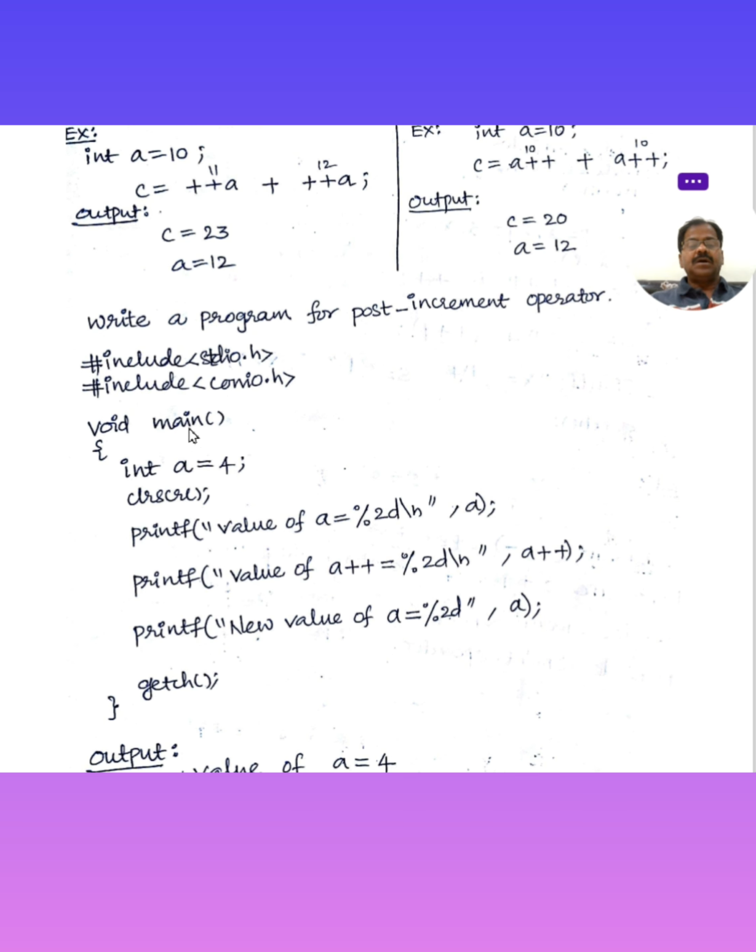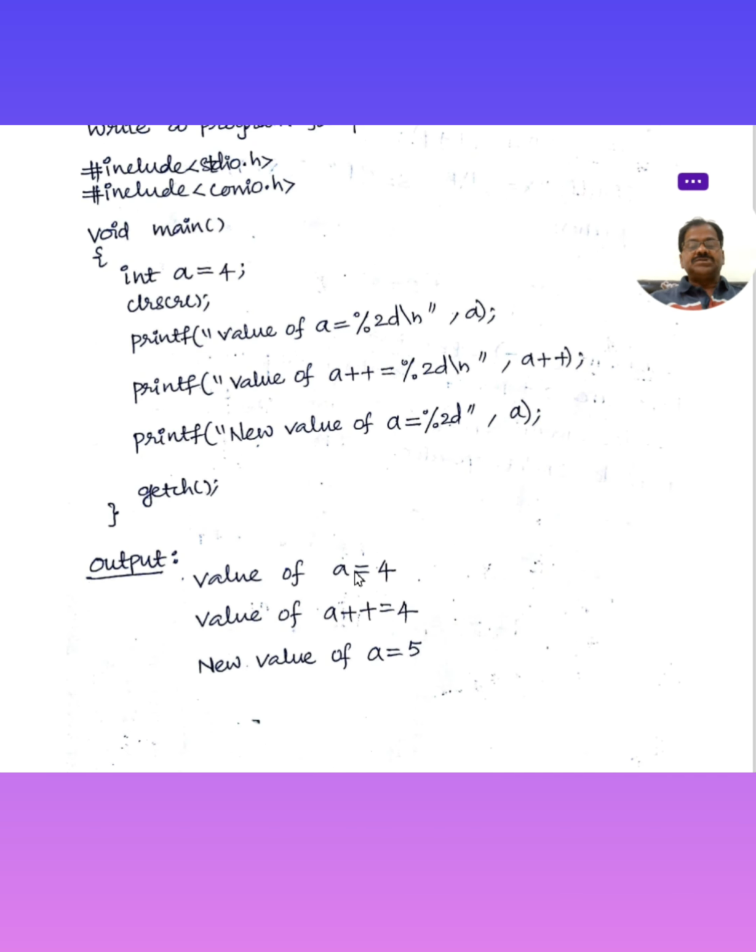You see here, in the example of the program, A is 4. A value will be displayed. What is the A? 4. Next, A plus plus. Here this is the post-increment operator. In the post-increment operator, it takes some time. A plus plus is the same 4 only. Whenever we display the A value, then that A becomes 5. So in the post-increment, it takes some time. But in the case of the pre-increment operator, immediately the effect will happen.